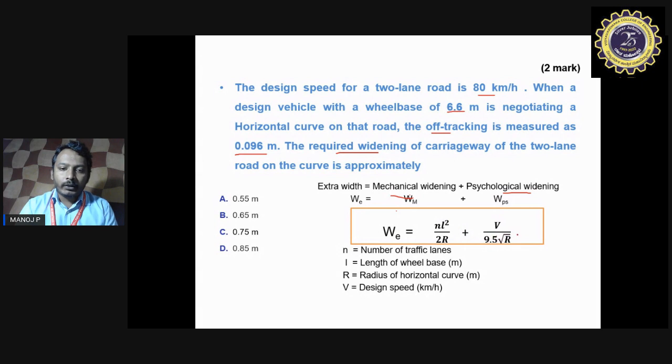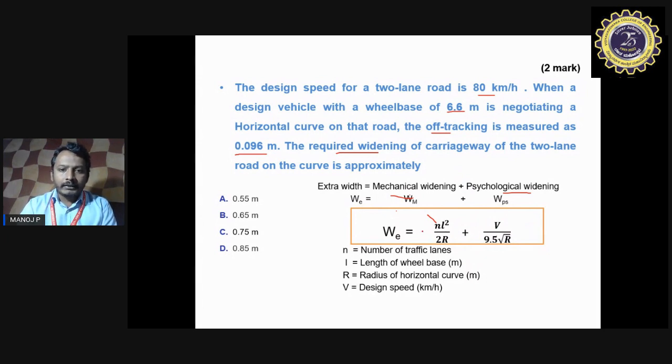The formula is V divided by 9.5 square root of R, where N is the number of lanes, L is the length of wheelbase, R is the radius of the horizontal curve, and V is the vehicle speed. When we substitute, N here is 2, L is 6.6, and R is not given.